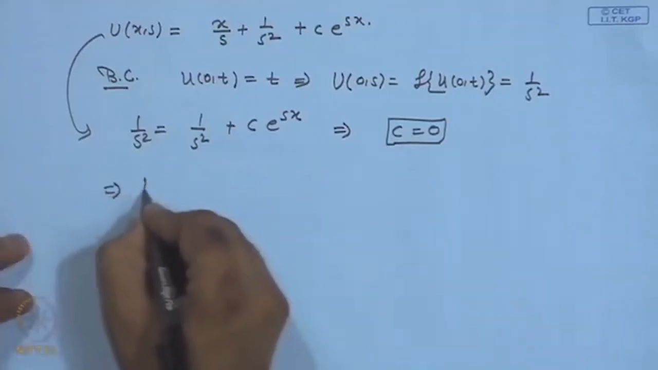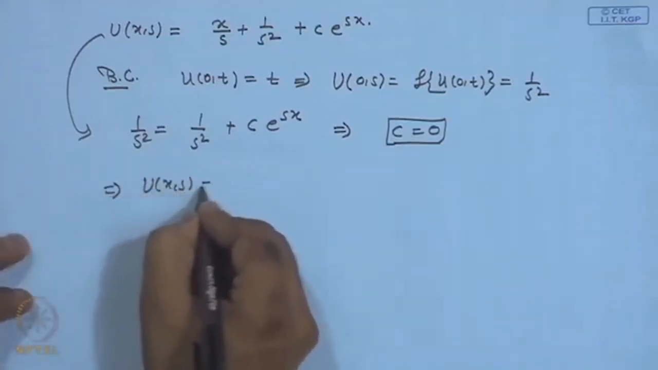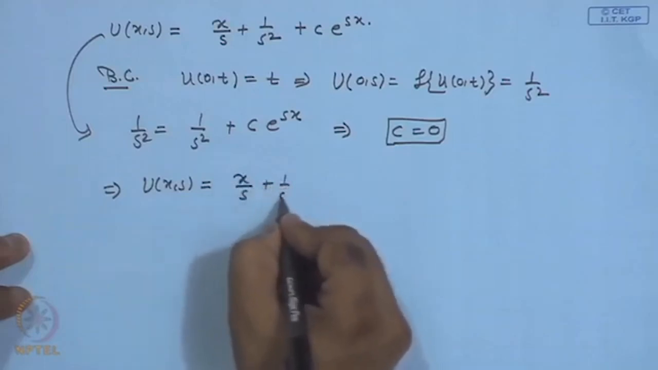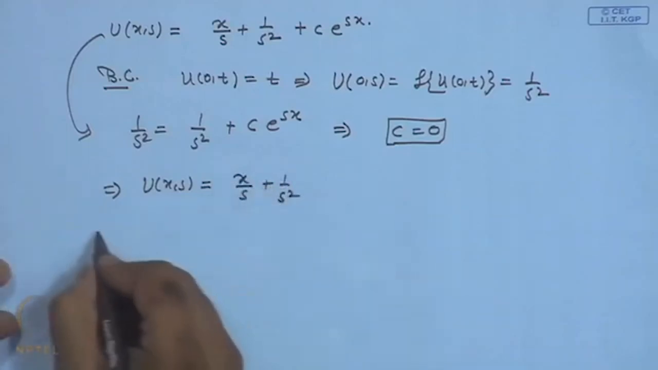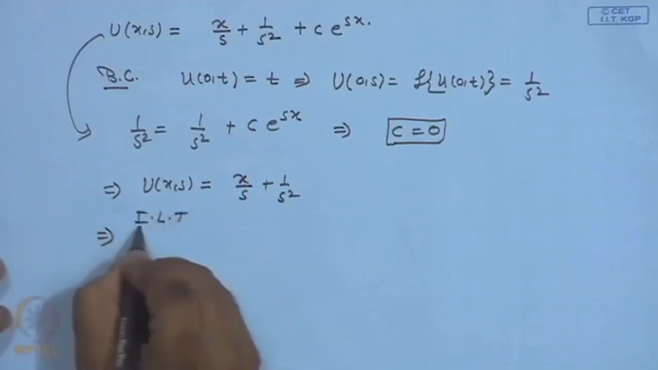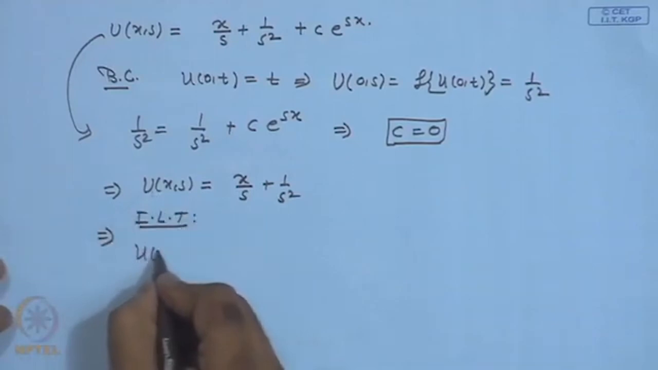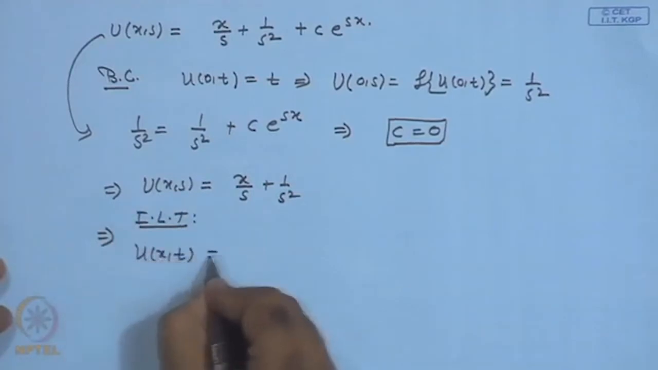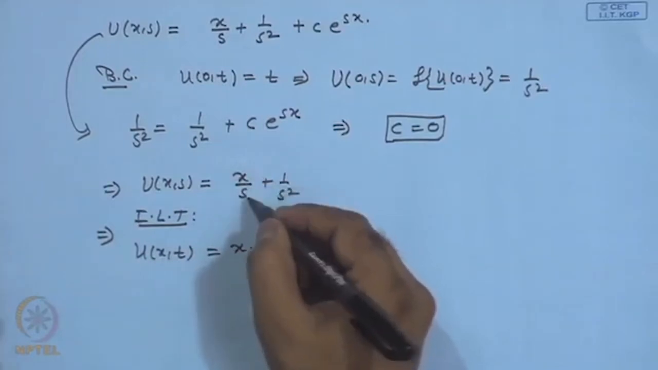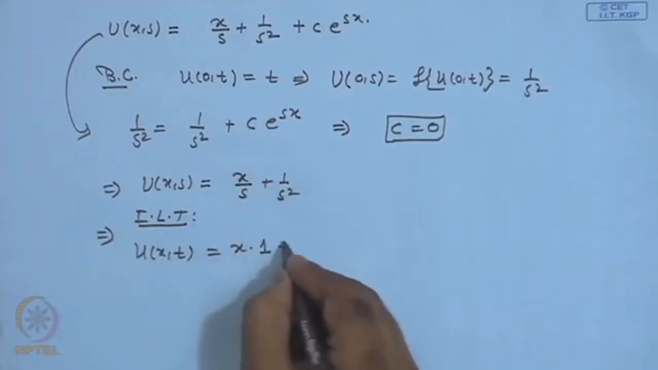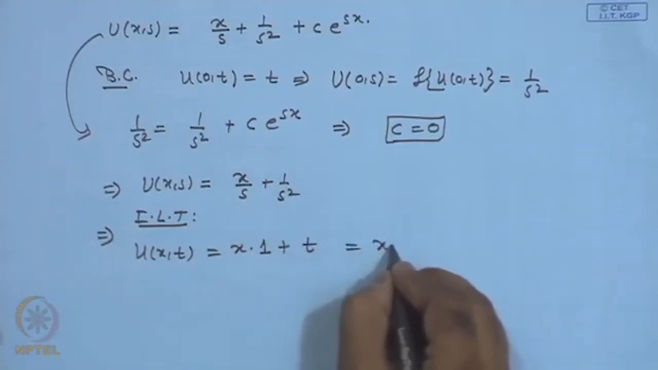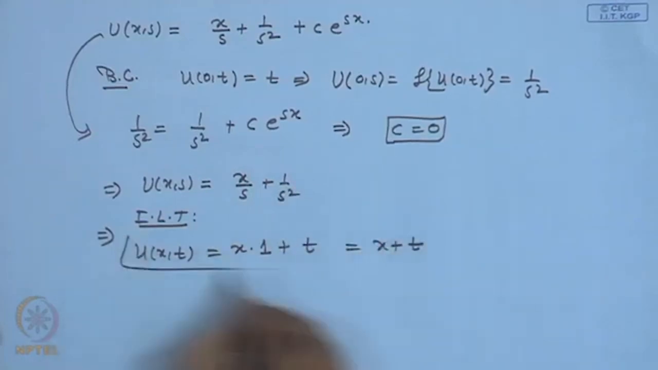And then our solution is U(x, s) equals x over s plus 1 over s square. And now, we take the inverse Laplace transform to get the solution. So, we have u(x, t), and this x times the Laplace inverse of 1 over s, that is 1, and Laplace inverse of 1 over s square, that is t. So, our solution is x plus t.